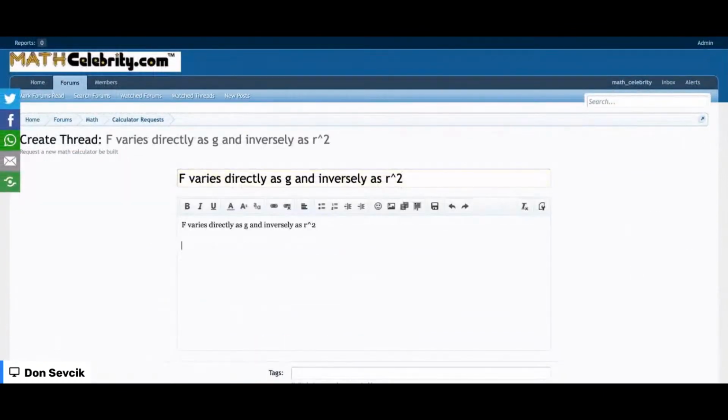F varies directly as G and inversely as R squared. The phrase varies directly or varies inversely means we have a constant K such that F equals kg over R squared. Now, let's pause here for a moment.